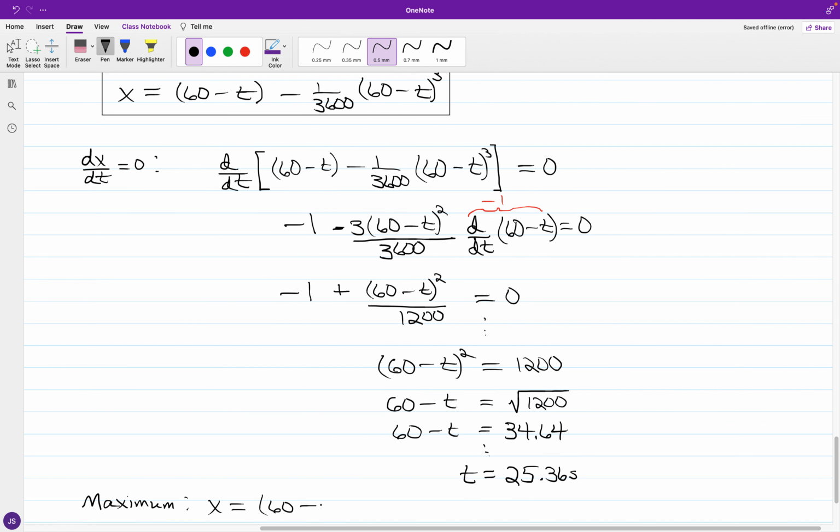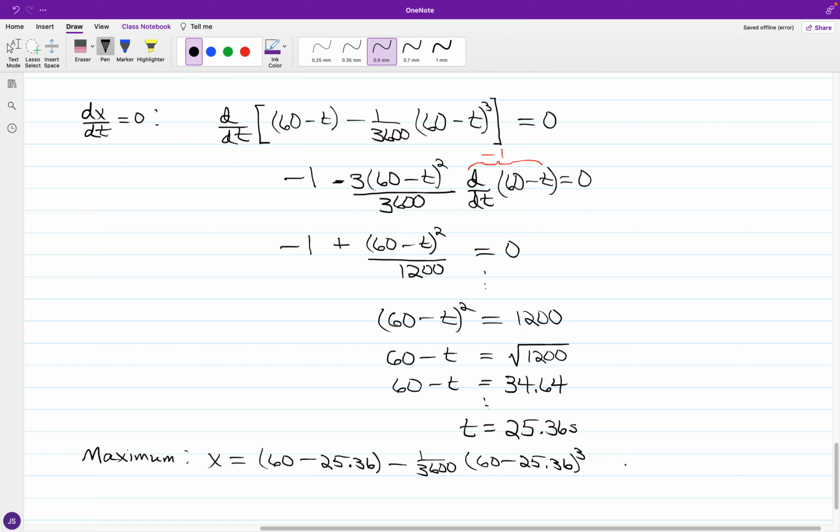So you have 60 minus 25.36, minus 1 over 3600 times the quantity of 60 minus 25.36 cubed. And for the result here, that's going to be right at 23.09, or very close to 23.09 pounds of salt.